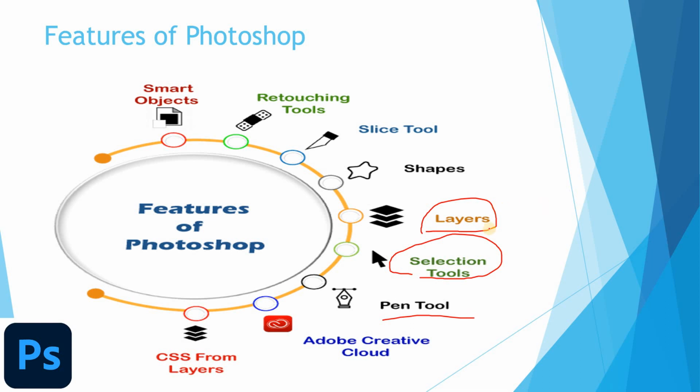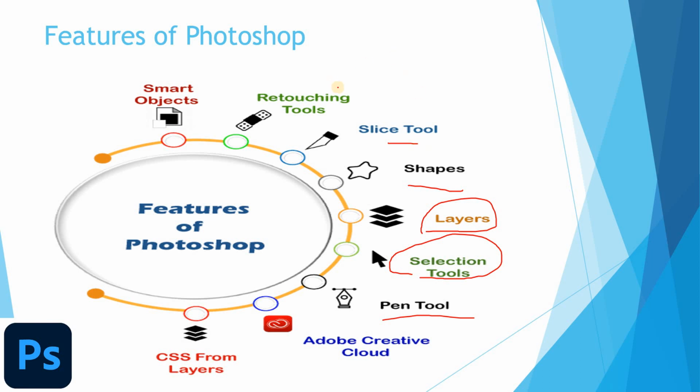Next one is shapes. As the name suggests, we can draw different types of shapes in Photoshop. The shape layer feature allows us to keep the original quality of the object while manipulating it. Next we have the slice tool. It is also a fascinating tool of Photoshop, and it is useful for web designers. We can easily slice any image into different sections to give an image a web look.